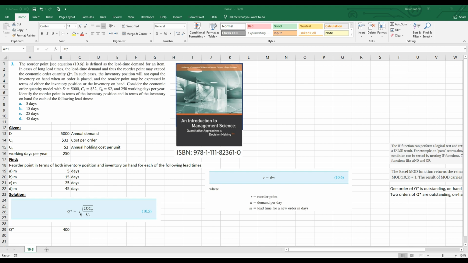Or economic order quantity. So that's what we call this. This is called the economic order quantity.